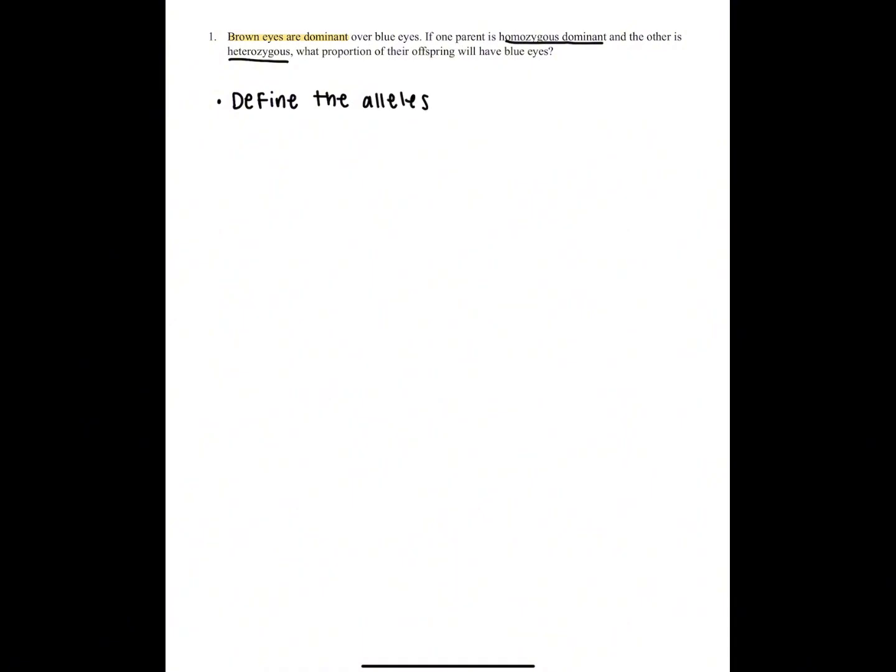So the first question says, brown eyes are dominant over blue eyes. If one parent is homozygous dominant and the other is heterozygous, what proportion of their offspring will have blue eyes? So the first thing that we need to do is define our alleles. It said that brown eyes are dominant. That means brown eyes are going to be denoted as a capital B. And since they're dominant over blue eyes, we know that blue eyes are going to be recessive and have a lowercase b.